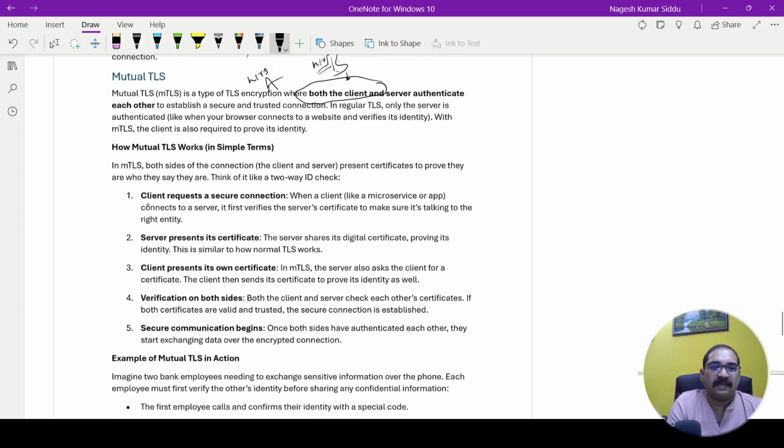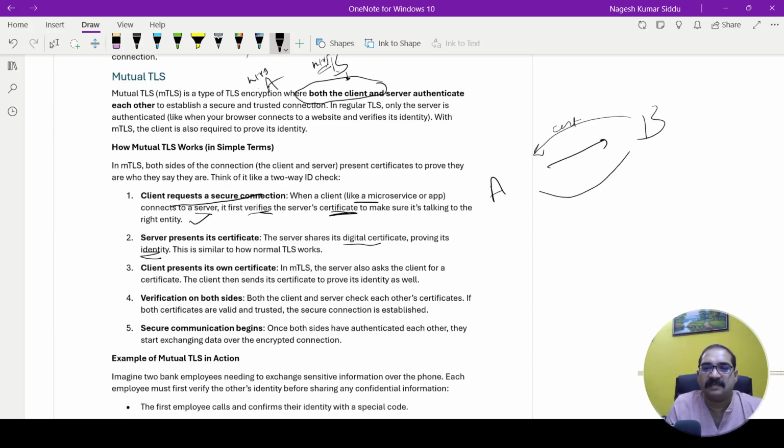Like in the same previous example, the client requests a secure connection. When the client, like a microservice, connects to a server, first it verifies the server certificate to make sure that it's talking to the right entity. The server presents its certificate, so A sends the certificate to B, and the server shares its digital certificate, providing its identity. Now the client presents its own certificate, so A also sends its certificate to B. That's why it is called mutual.